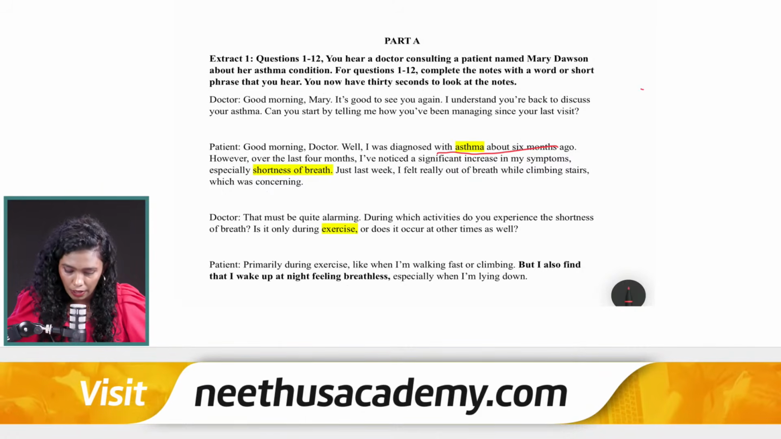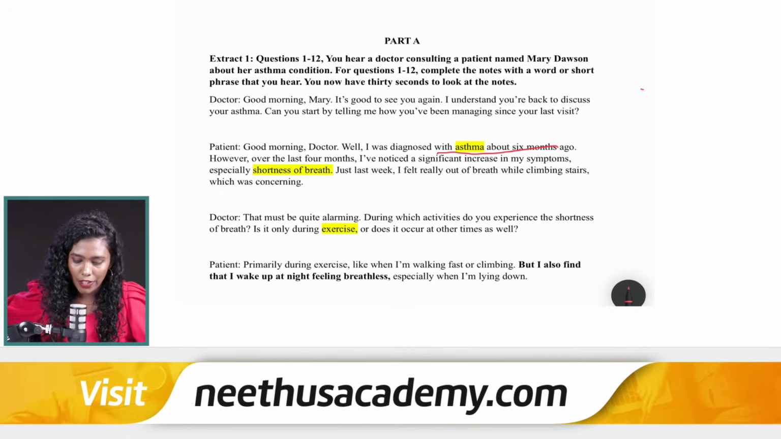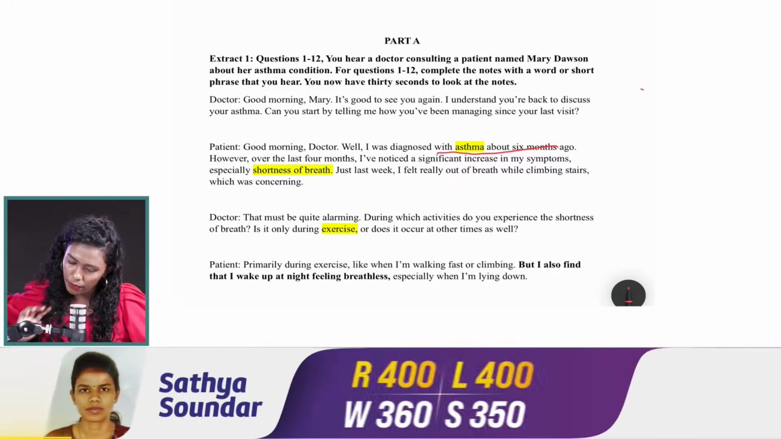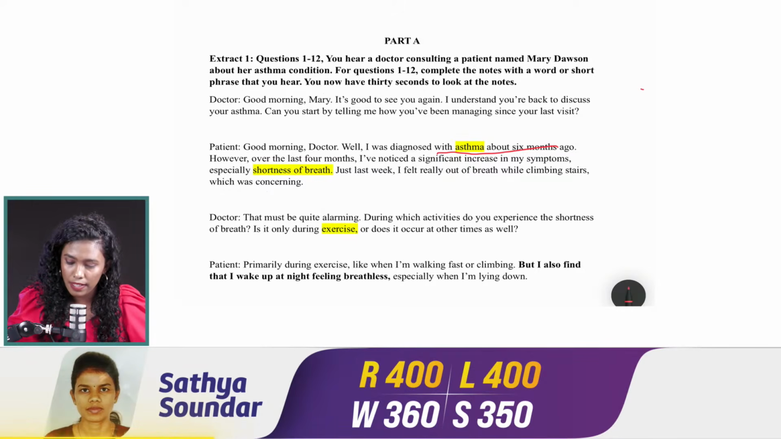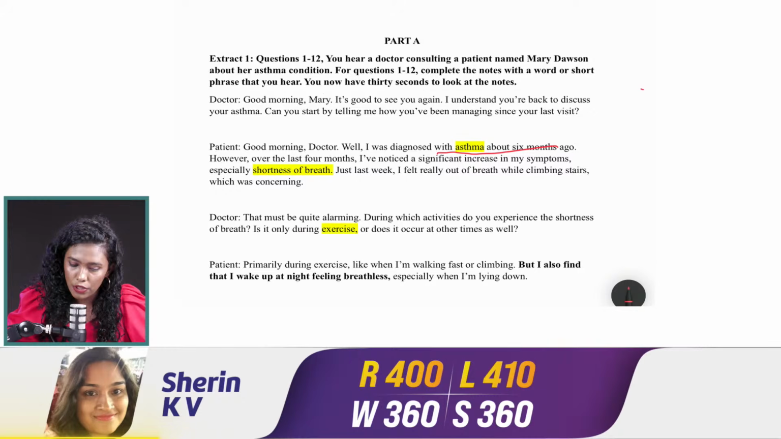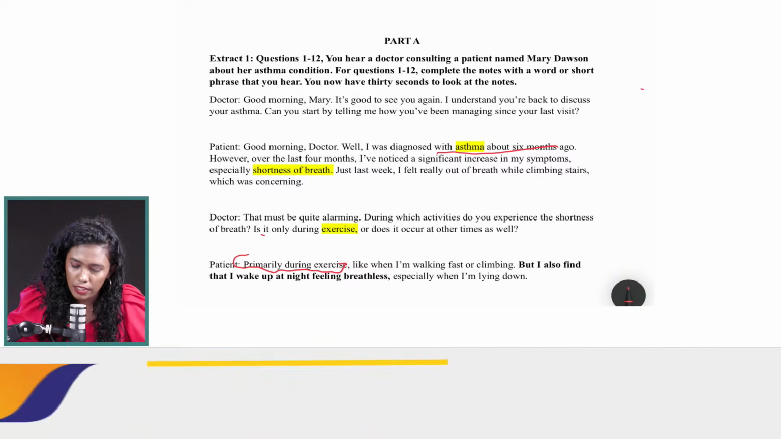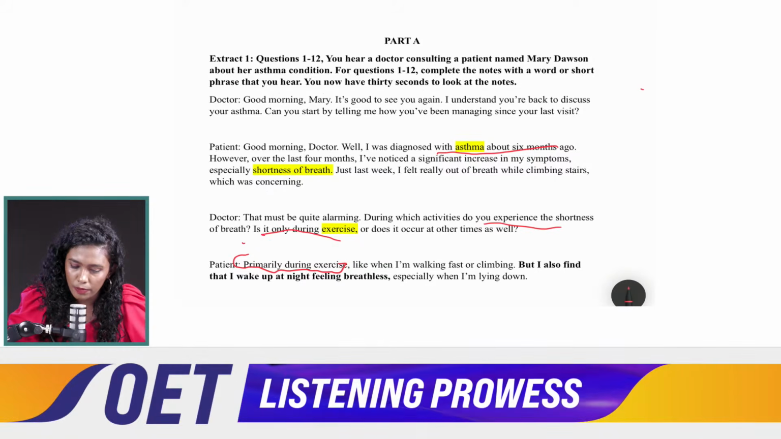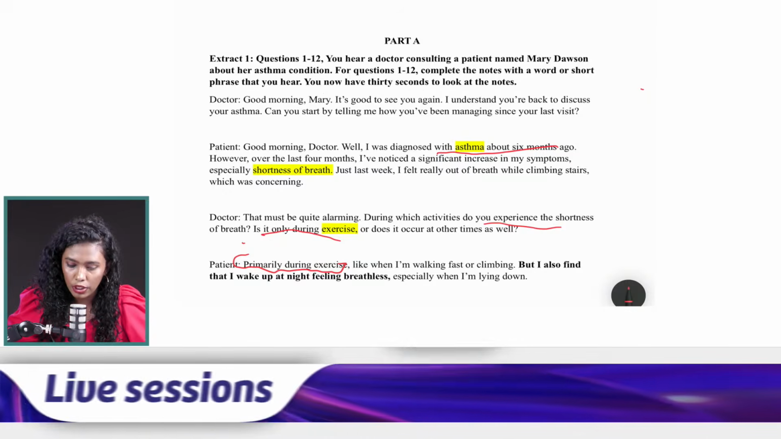It could have been various other activities, but here it says the patient experienced shortness of breath primarily during the exercises. Why is it primarily during the exercise? Here it is asking, do you experience shortness of breath? Is it only during the exercise?